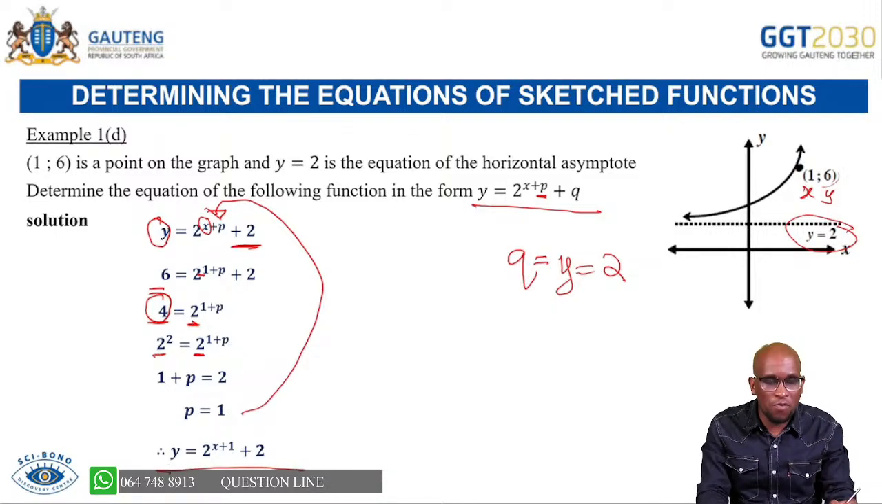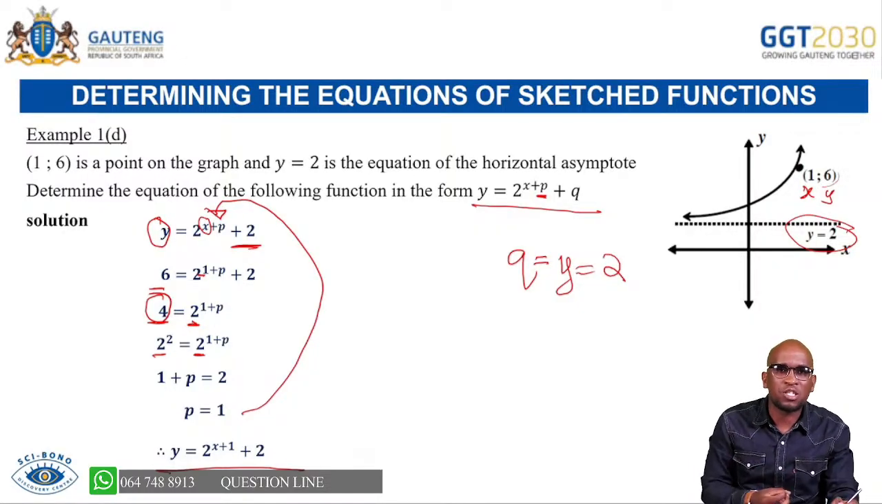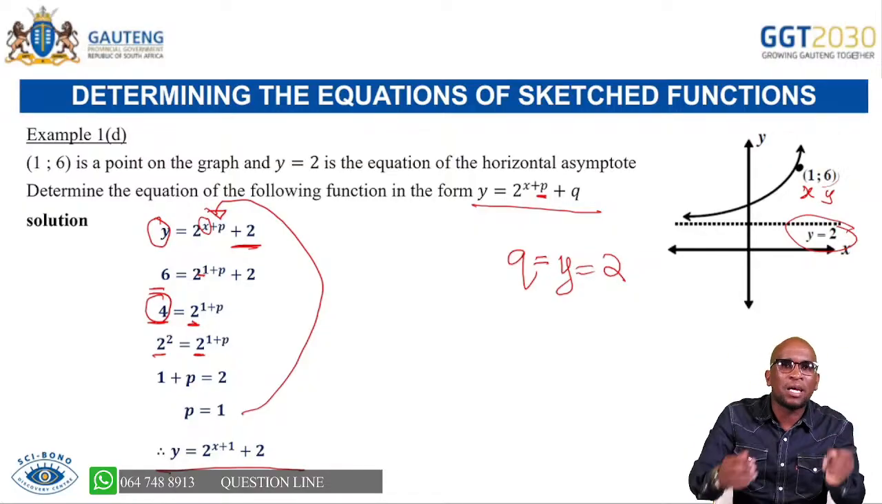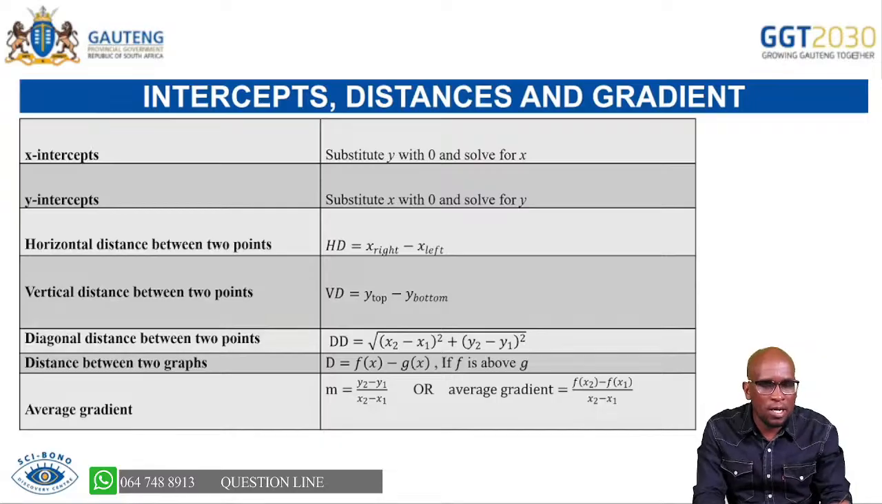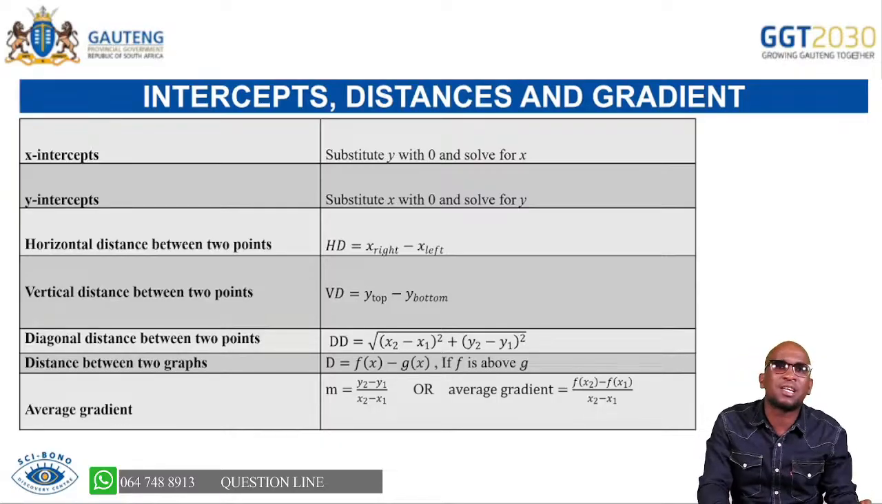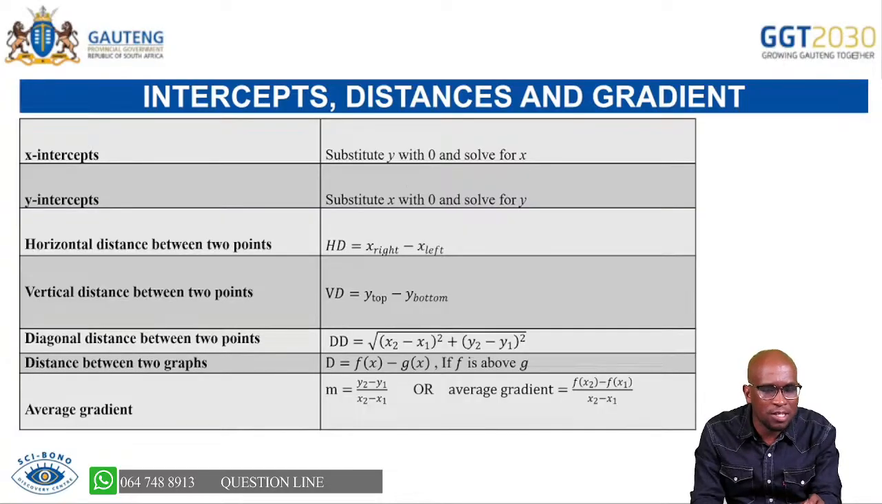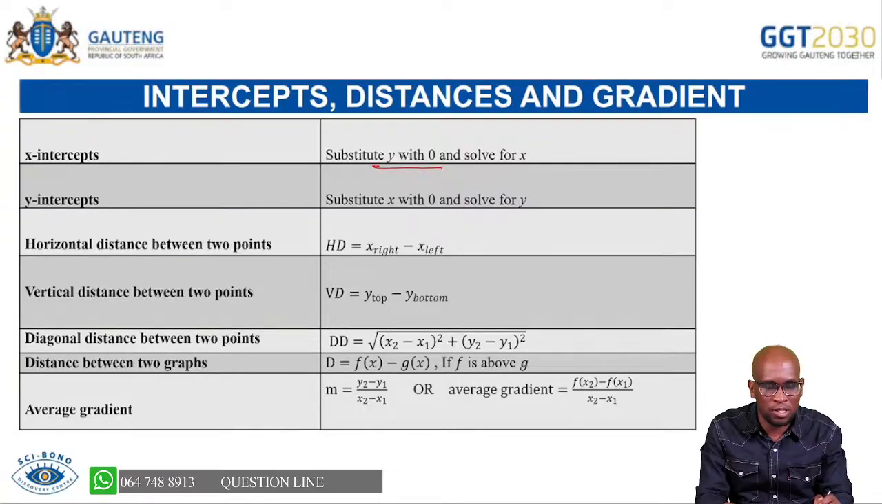Right, let's move on. I hope you are still following, because that's the first step of interpreting functions, to be able to go back and determine their respective equations. Right, we move on. Now we look at the concept of intercepts, distances, as well as the gradient. Let's start with the x-intercept. We know to determine the x-intercept, we substitute y with 0 and we solve for x. For the y-intercept, we substitute x with 0 and we solve for y.